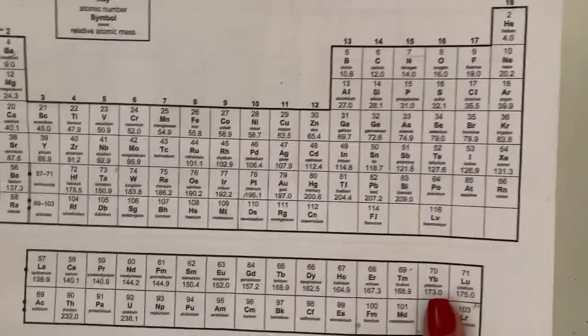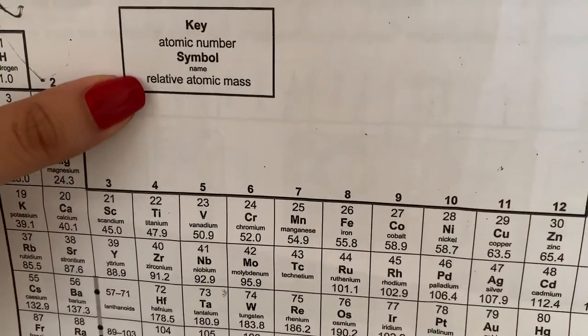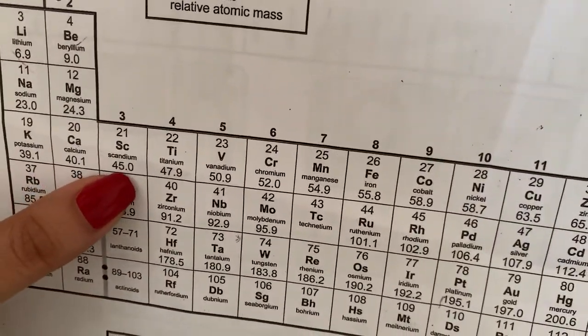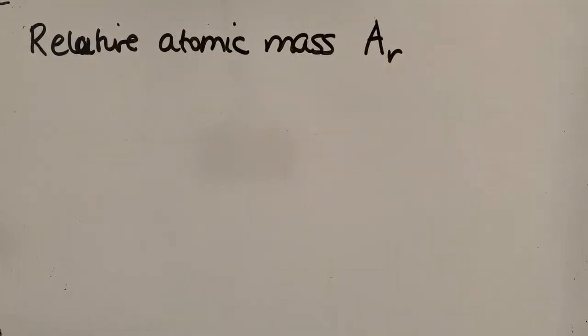Okay, so if I just show you the periodic table, the relative atomic mass is what is given to you over here. It's the numbers at the bottom, and as you can see, these aren't whole numbers. Essentially these are calculated taking into account all the isotopes that are naturally present.